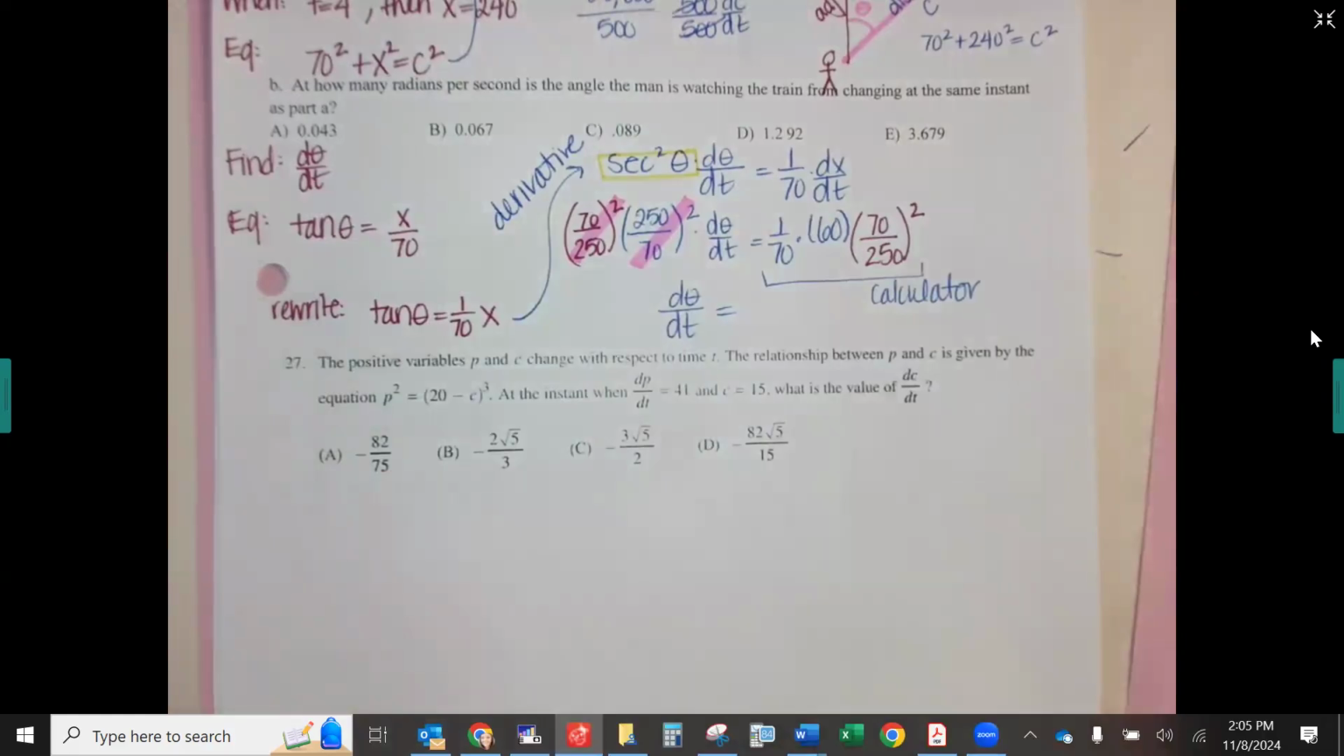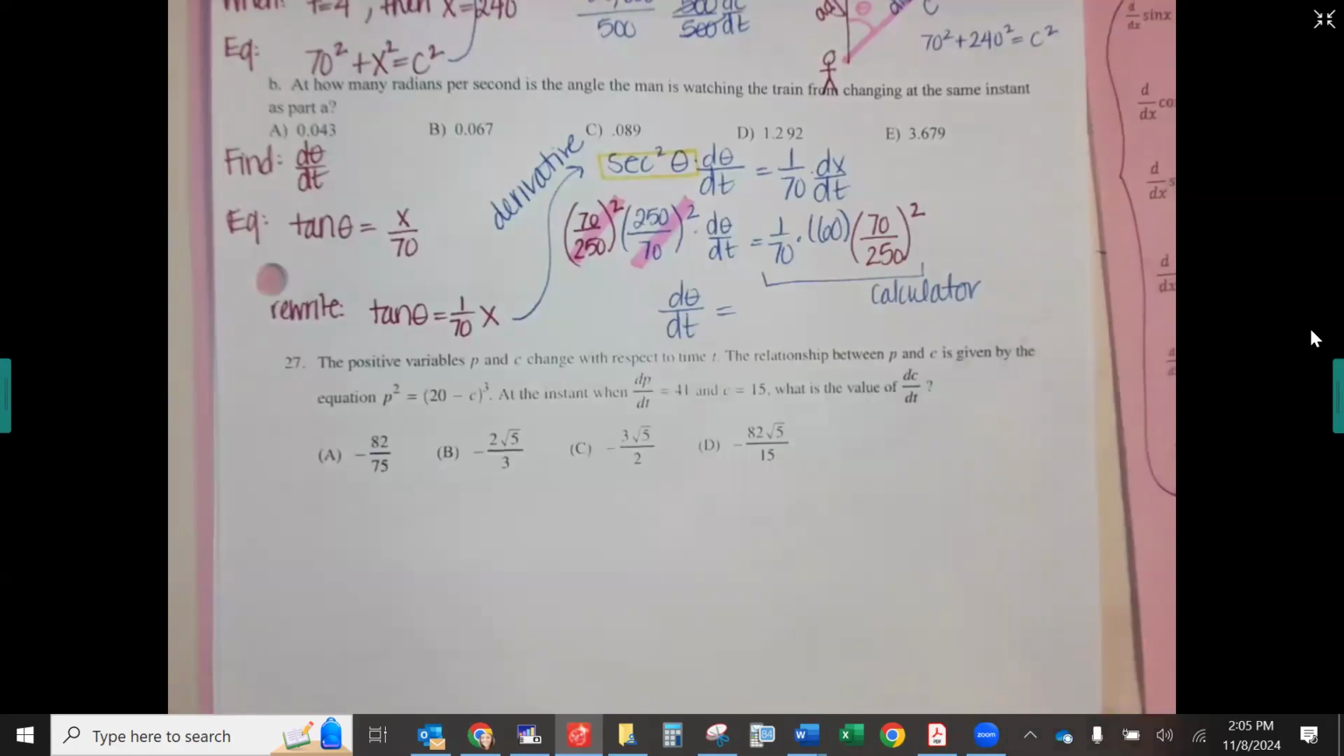Okay, type that into your calculator. Also, someone in the other class asked, can we cross the 70s out just to type less? You can get rid of one of the 70s, but if this is a 70 squared, it'll make your answer wrong if you cross them both out. So I would say just don't do it. Okay. That is B.